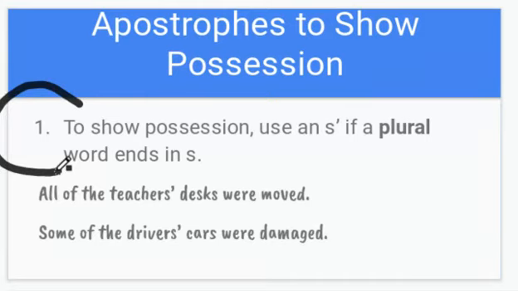So, if a plural word, that means you're talking about more than one, ends in S, use an S and then an apostrophe. So, all of the teachers, you're talking about more than one because we use the word all, of the teachers' desks were moved. Some of the drivers' cars were damaged. So you're talking about more than one driver. So S and then an apostrophe. Pick one of these examples to write down in your notes.